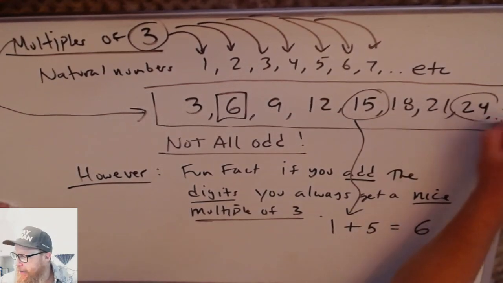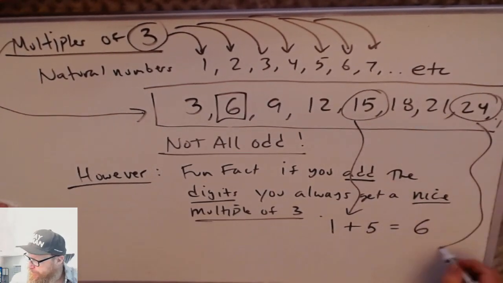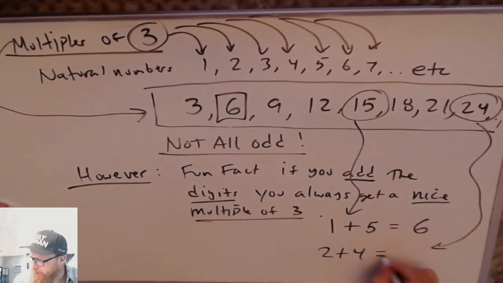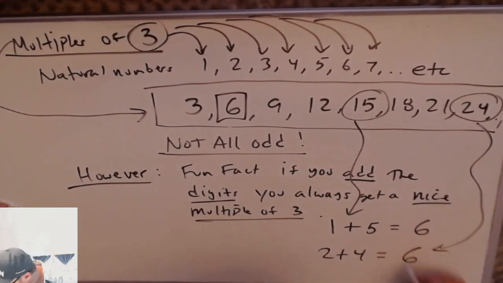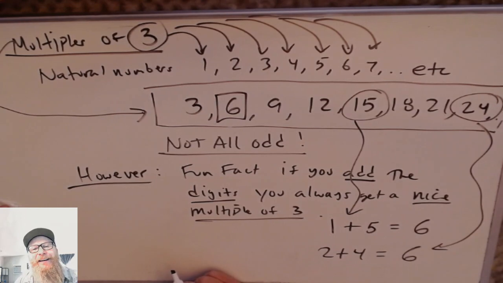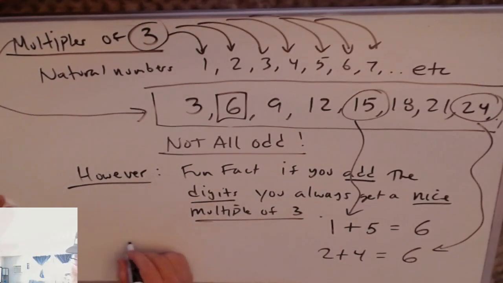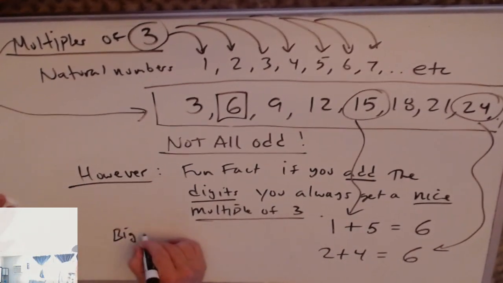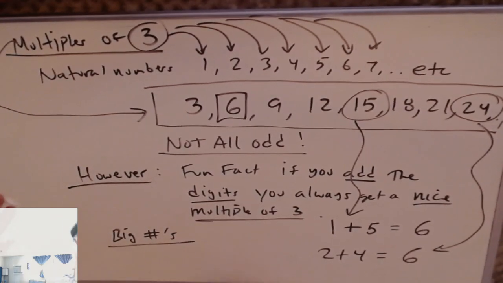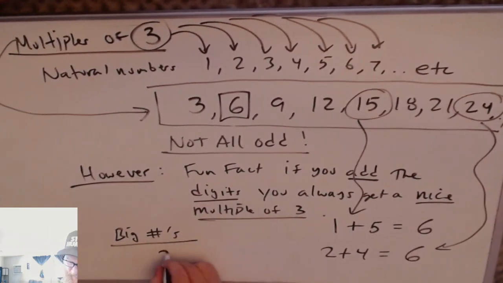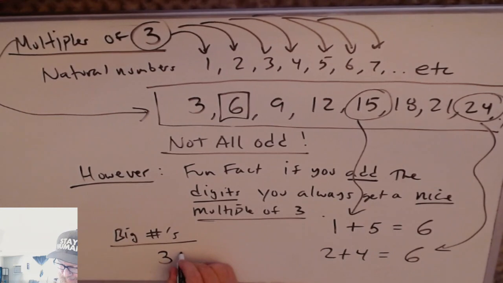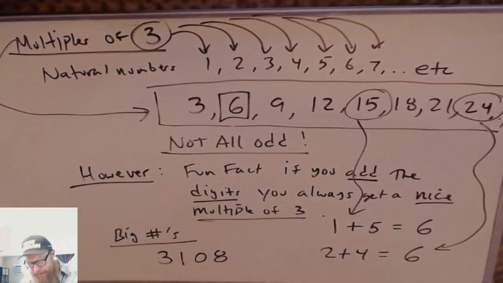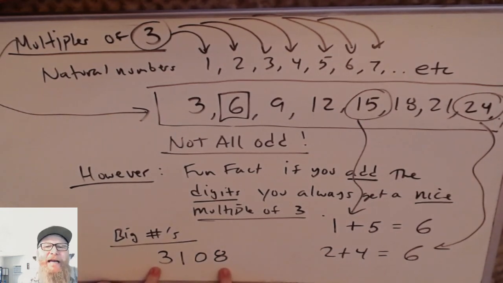How about a number like 24? 2 plus 4. You get 6 again. You can even take a big number. This works really well for big numbers. So suppose I have 3,108. Is 3,108 a multiple of 3?